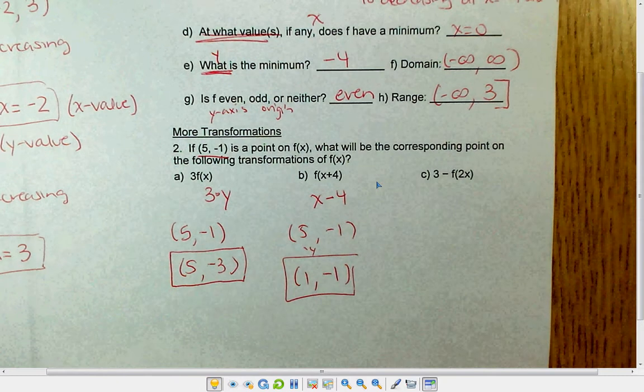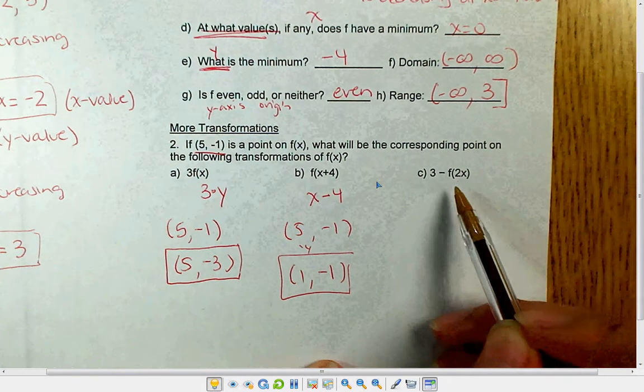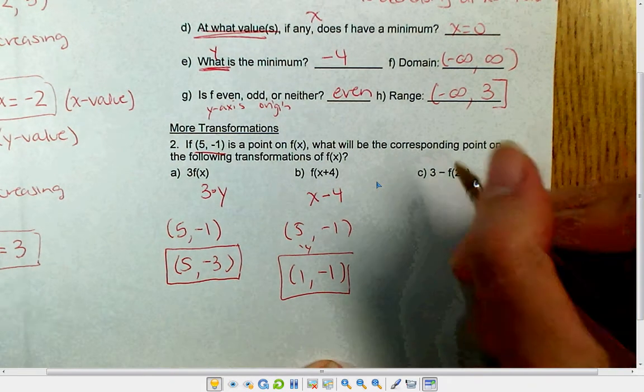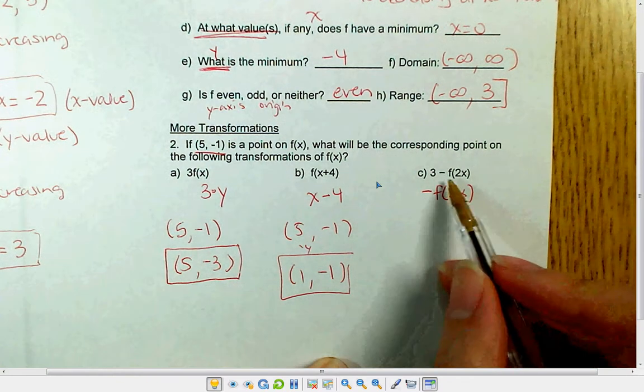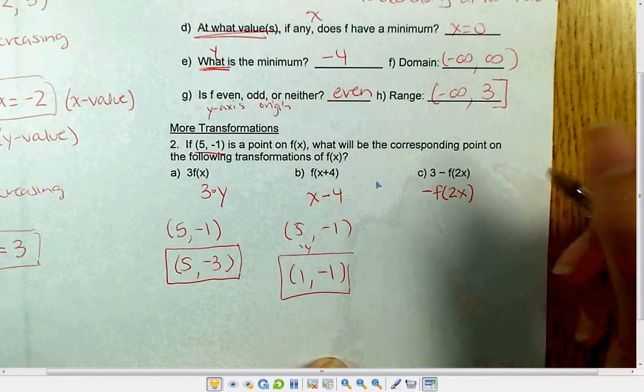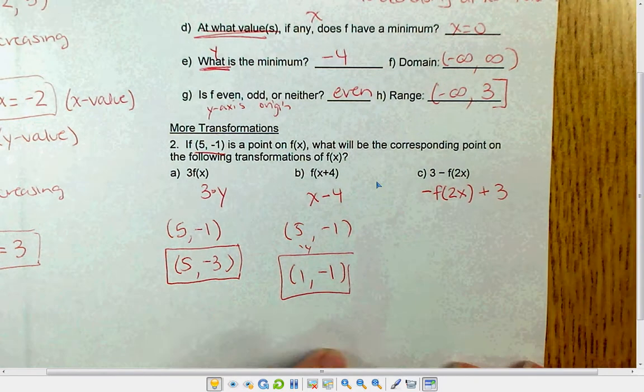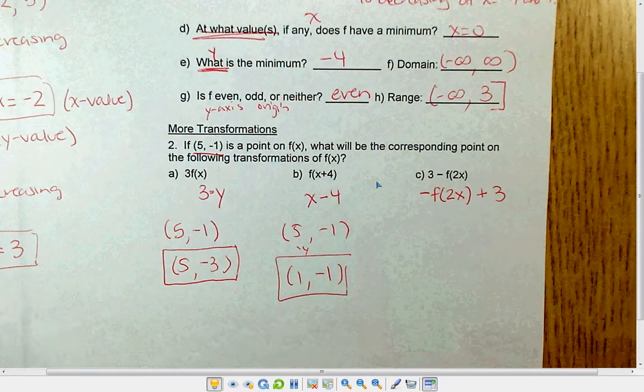Last problem here, C. We have 3 minus f of 2x. So this one looks a little bit different. So let's actually first rearrange it. I'm going to put the negative f of 2x first, and this is going to be a +3. Once we rearrange it, this should look a little bit more familiar.